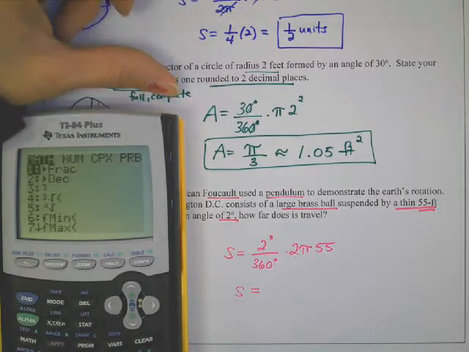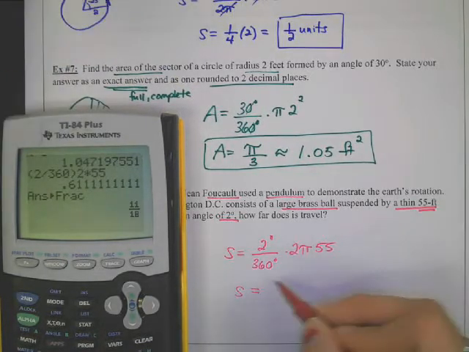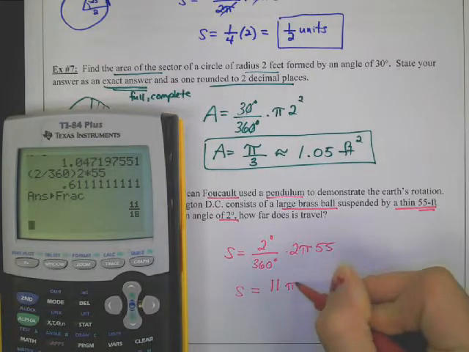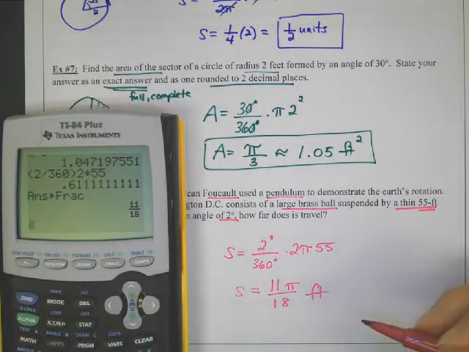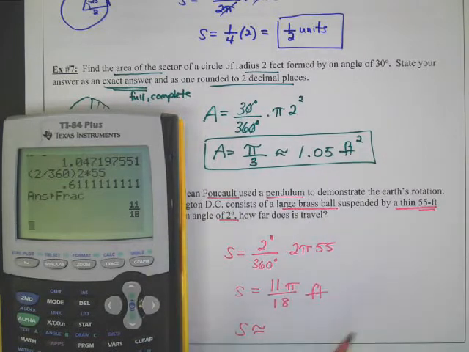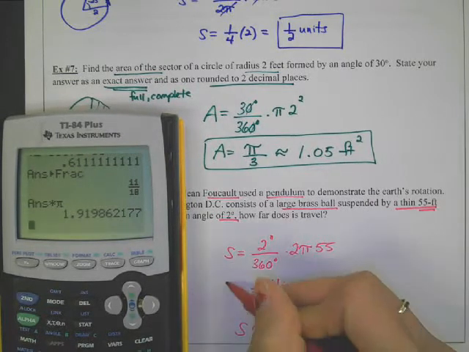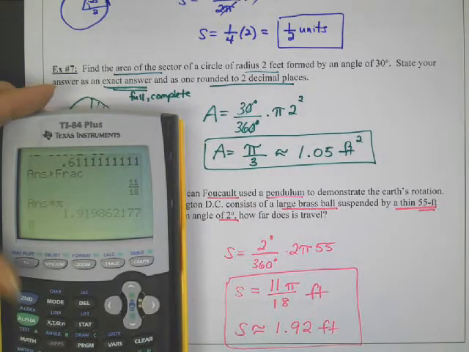And what I'm going to do is math fraction, number 1, math fraction that up. I typed everything except for the pi. So the answer is 11 pi over 18 feet. That's the exact answer. And then if you want to make an approximated answer, you have to multiply that by pi, get a lot of decimals, and it's about 1.92 feet. There's the exact, and then there's the approximated answer.